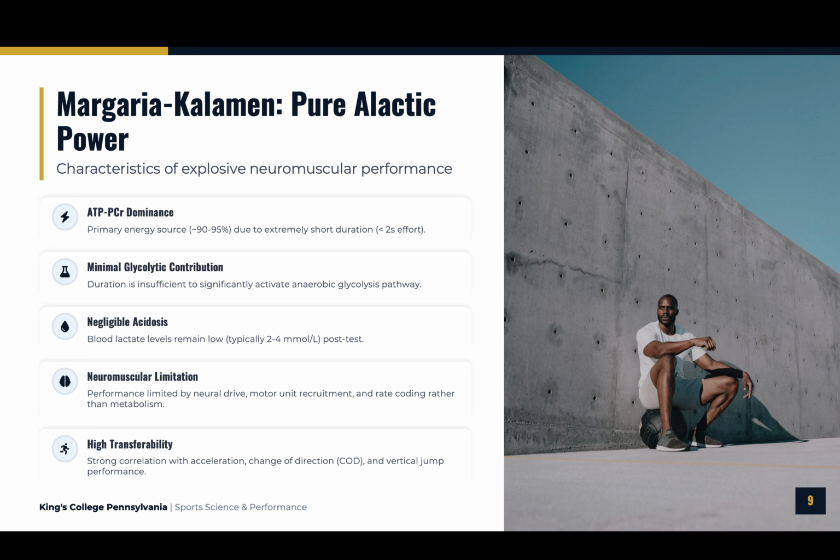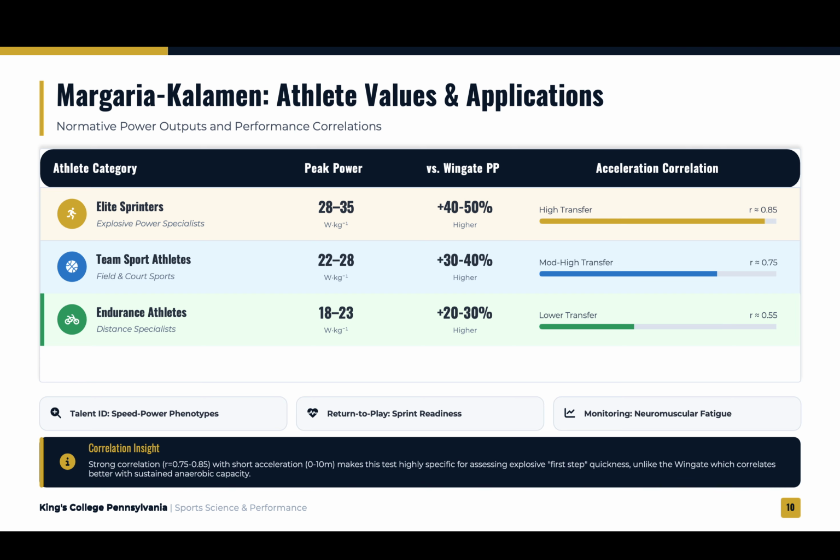A difference from the Wingate test: you have a high transferability. There's a strong correlation with acceleration, change of direction, and vertical jump performance. Here we have the values and applications. You see that it has a higher transfer, an acceleration correlation with elite sprinters, because of the explosive power that they need.